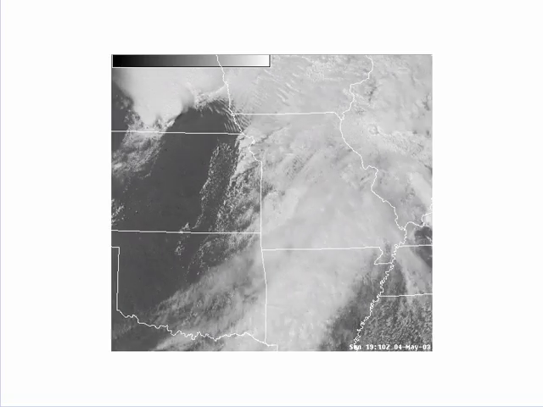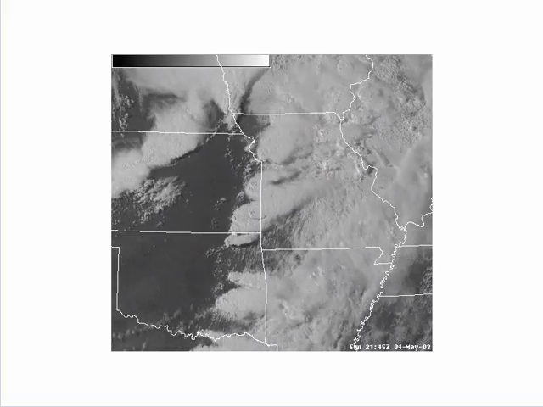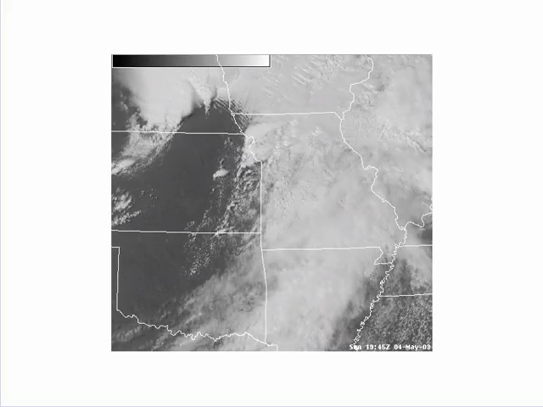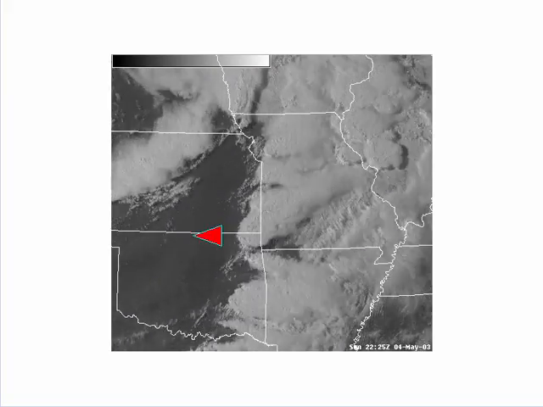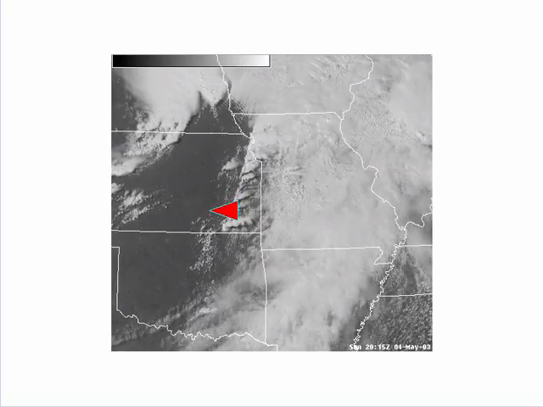This is a visible loop beginning at around 19Z, which is where the last image on the previous slide was from. And you can see we have explosive convective development along that eastern line, the original convergence line, as well as on the true dry line back to the west. Notice there's lots of things to notice on this. I'm going to point out a few storms in particular.